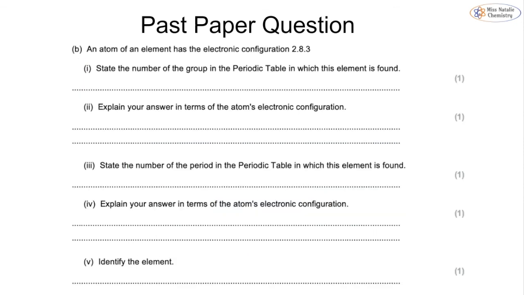Now, an atom of an element has the electronic configuration 2, 8, 3. We want to look at the number of the group of the periodic table in which this element is found. Well, then we go to our final number. Our number is 3, so this is found in group 3. Easy as that. We want to explain that in terms of the atom's electronic configuration. Well, it has 3 electrons in the outer shell. That's how we know it's in group number 3.